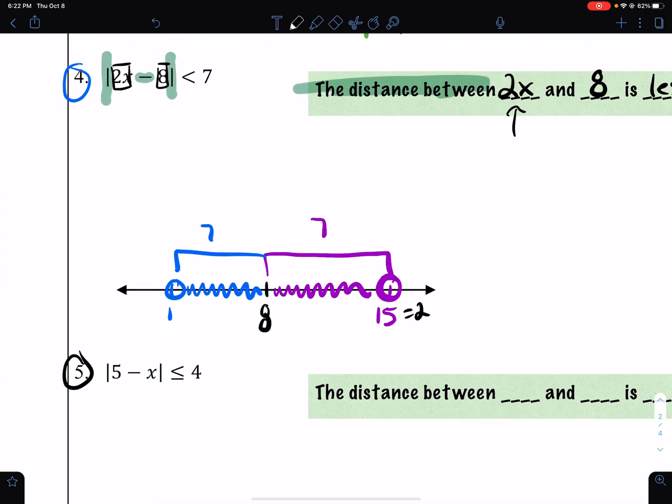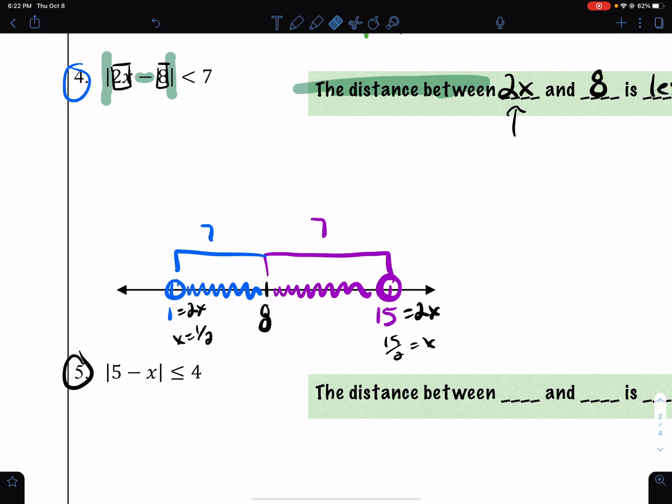This is called 2x, right? And the number on the other side, 1, that's not x, that's 2x. So in other words then, by a quick solve, the x value would be 1/2. And here the x value would be 15/2.